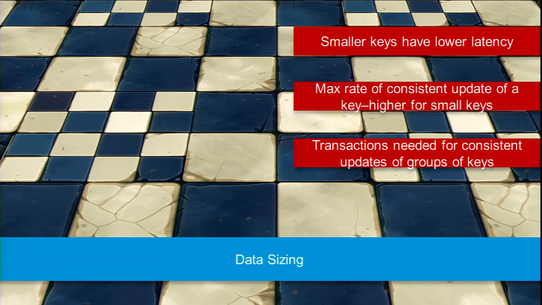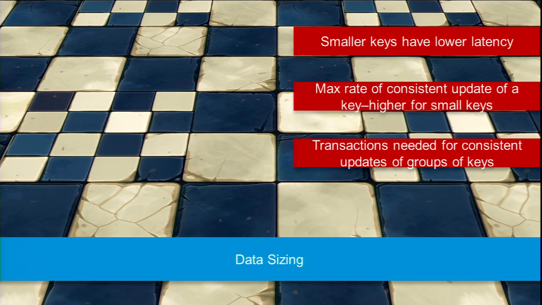Something that you have to really pay close attention to when you're taking an existing application, or really when you're doing a new application, is your data sizing. A few things to consider on this. Smaller keys have lower latency, and that's just laws of physics. We're talking a couple of hundred microseconds for a get or put operation to Couchbase. Most of it is how fast the data can be transferred over the wire. And so if your objects are 1K, they'll transfer a lot faster than if they're 1 meg.